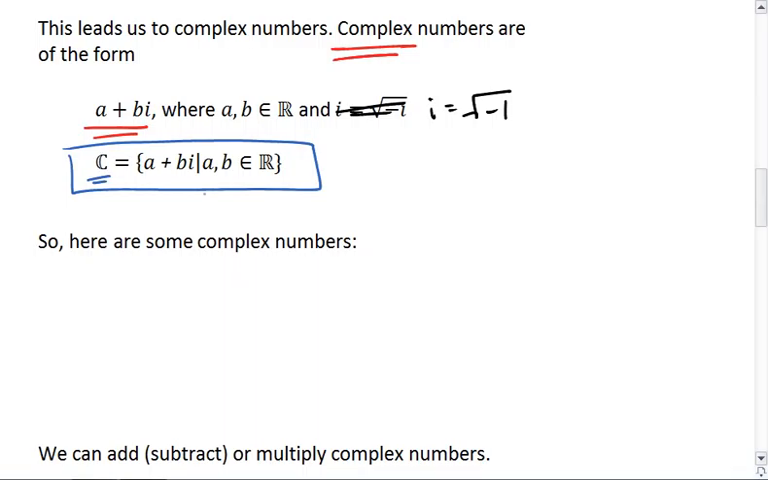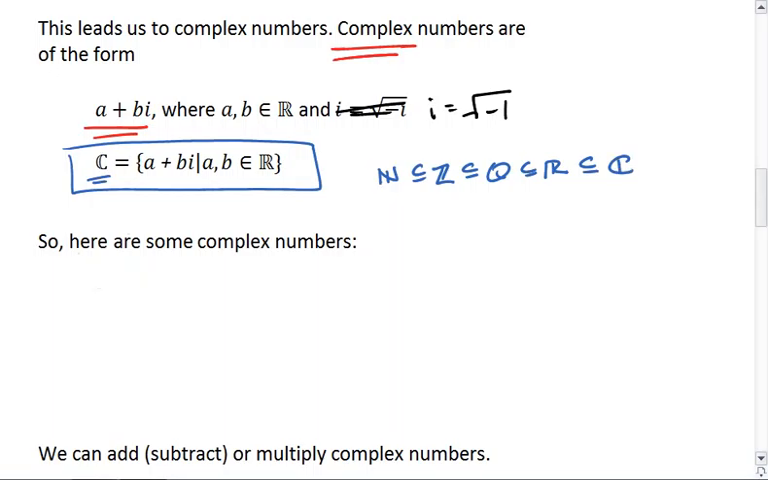So this is our final set of numbers. We notice that all natural numbers are a subset of integers, which are a subset of the rationals, which are a subset of the reals, which are finally a subset of the complex numbers.